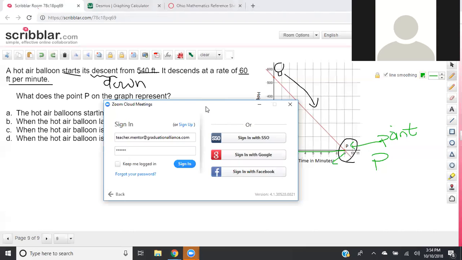That's where the hot air balloon landed. It no longer was in the air. At 0 feet means it's touching the ground. You're not up in the air anymore.